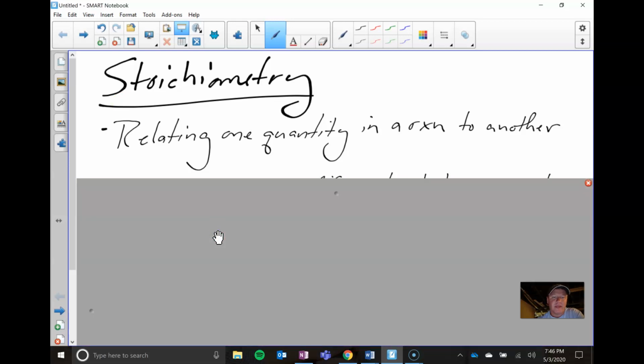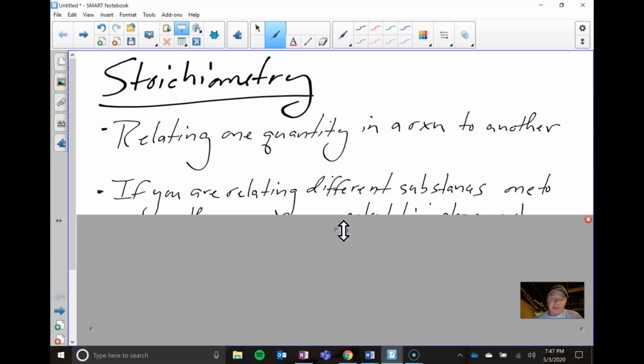Stoichiometry is relating one quantity that's in a reaction to another. So we have a reactant that maybe we are relating to a product, or sometimes even a reactant to another reactant, and vice versa. And if you remember last week, we were doing that with our mole ratios. We were showing all those different relationships that we have within a reaction.